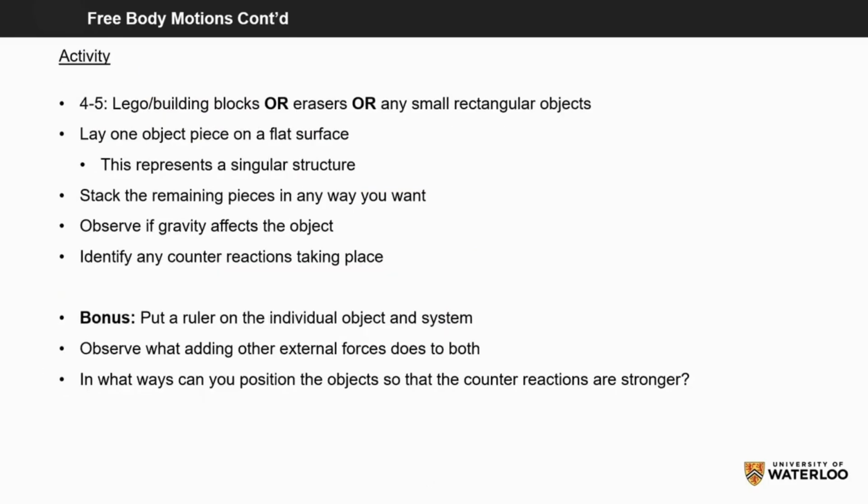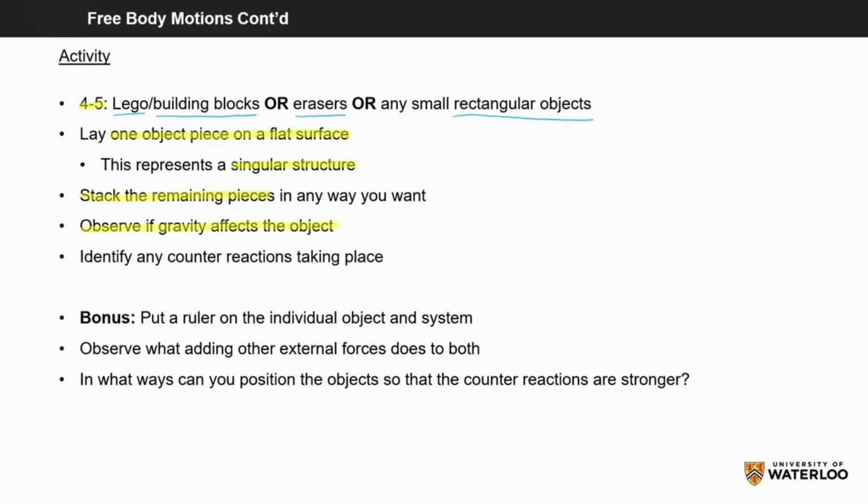Before we move on to the examples, you may want to attempt the activity shown below. The required materials are 4 to 5 pieces of Lego or building blocks, or erasers, or any other small and rectangular objects. Lay one of these pieces on a flat surface, either standing up or on its side. This represents a singular structure. Stack the remaining pieces in any way you want.